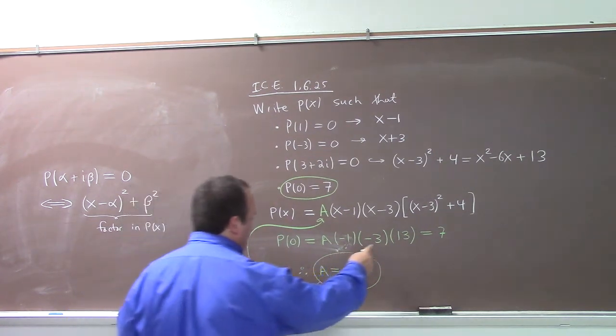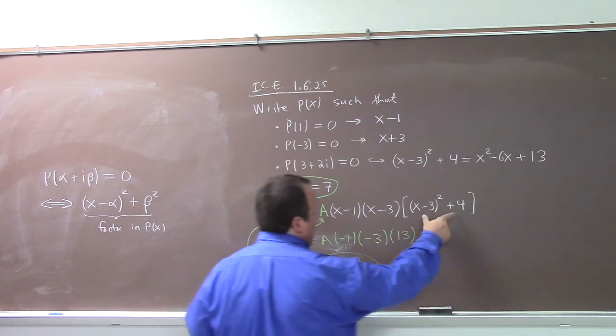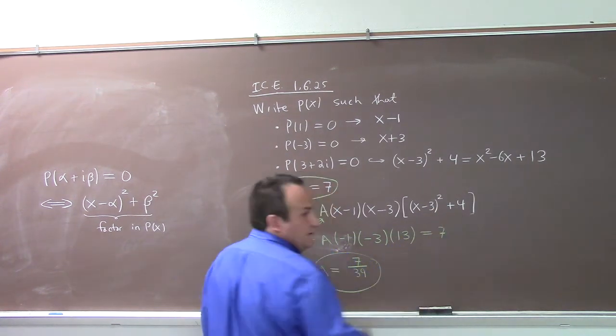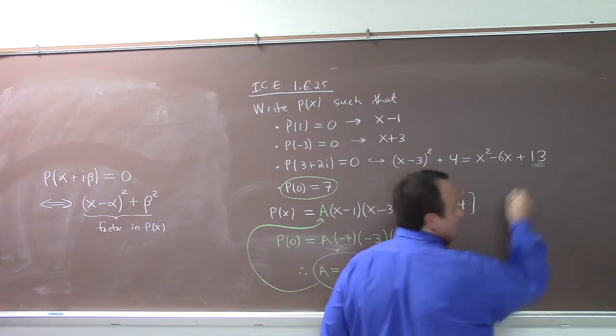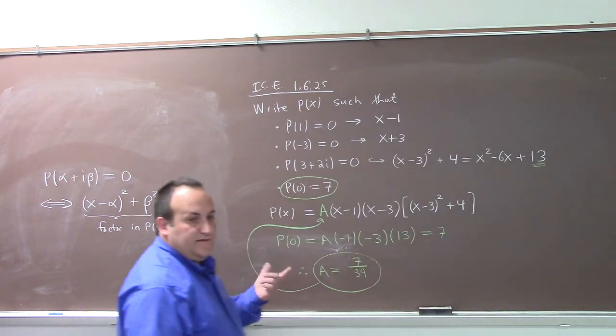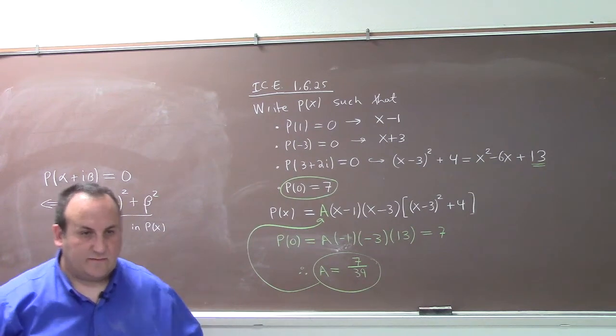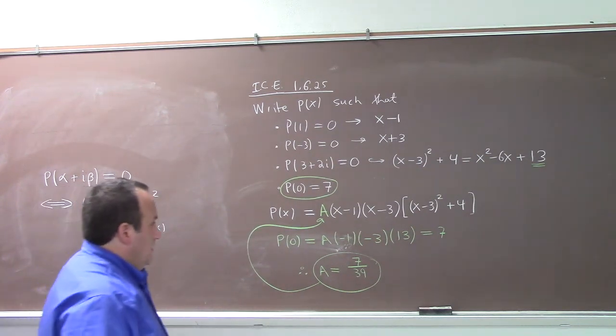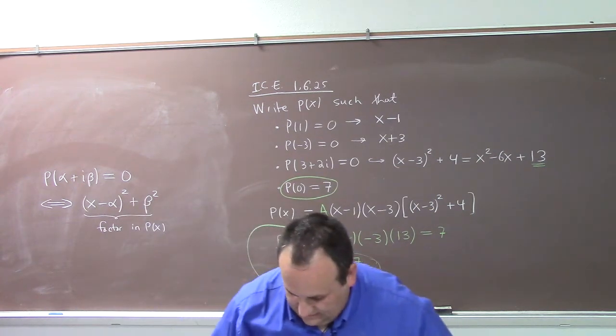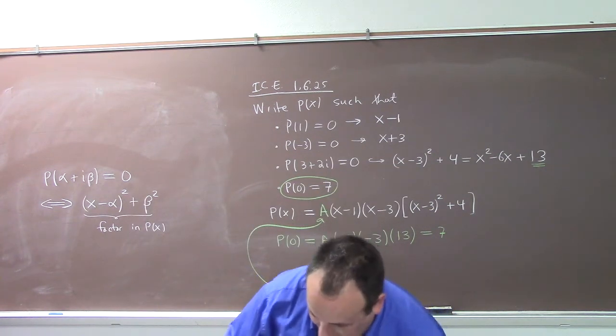3 times 13. Oh, the 13 is this. When you plug in 0, you get 9 plus 4. But to be honest, I looked up here. Because when I plug in 0 into a quadratic, it's the constant term. So you could, I mean, you got choices. All right.